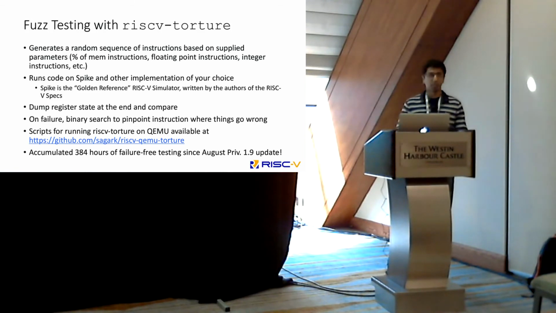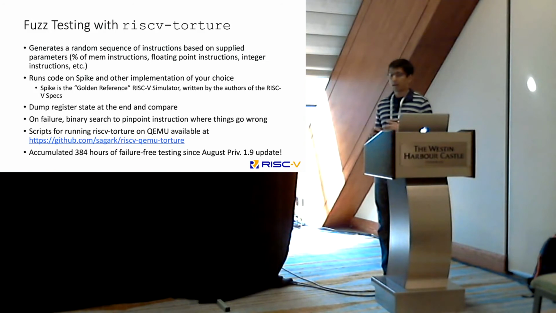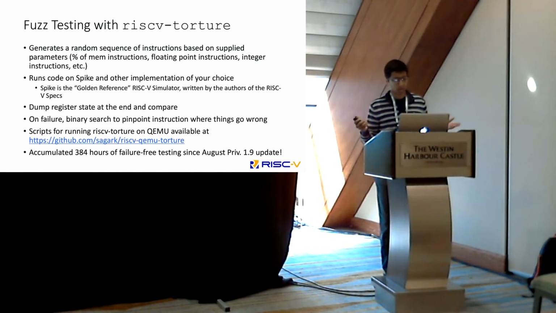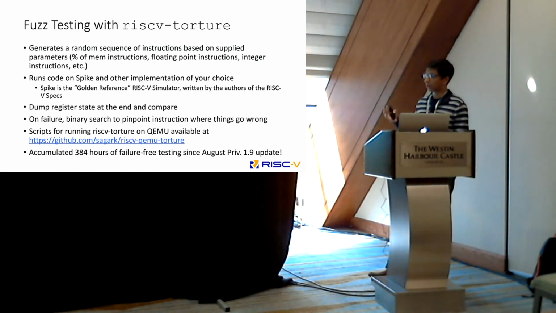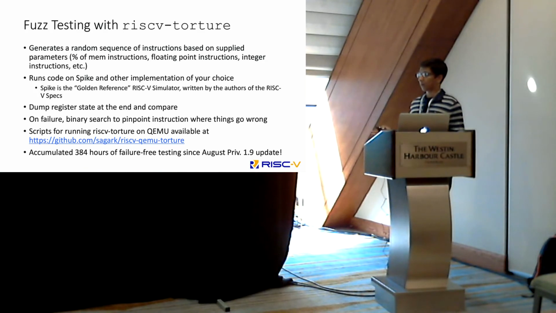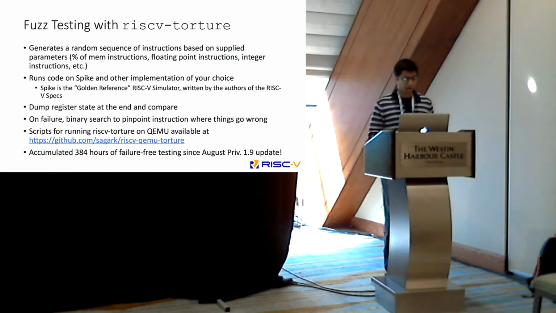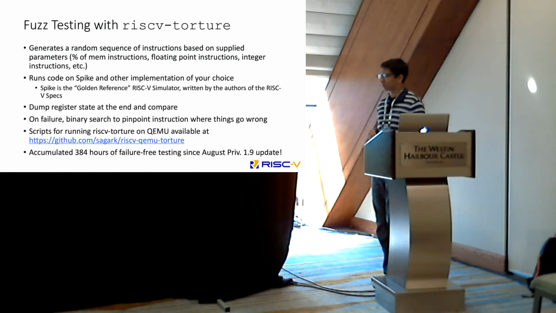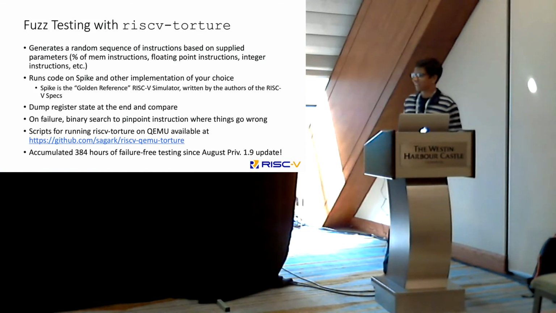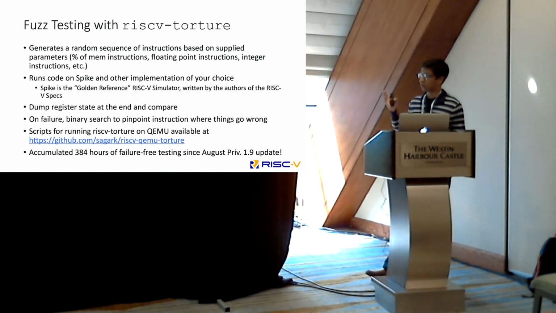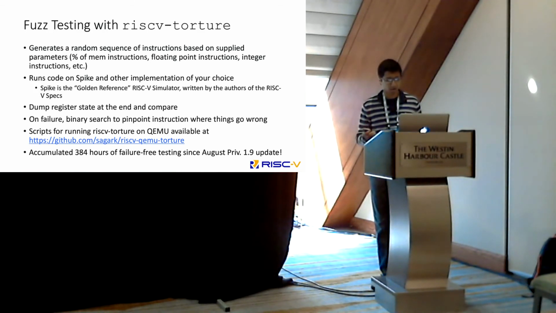And then what happens at the end is you dump some signature, in this case just all the register state, and you compare. So if you output something that doesn't match what Spike says it should be, then you do some type of binary search to pinpoint exactly the instruction where things go wrong, and it gets reported to the person running the tests. And I made scripts to run torture on top of our version of QEMU. They're publicly available. And we've accumulated 384 hours of failure-free testing since I restarted the thing after the privileged 1.9 update. So I kind of took a bet hard-coding this number in here since I had to submit the slides a couple of days ago. But luckily, it didn't crash in the last 2 days. So the number is still correct. Ever since we did the privileged 1.9 update, we haven't had any crashes reported by torture. So things are looking good in that regard.